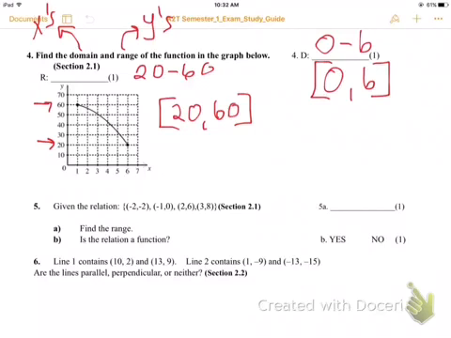Number 5 says, given the relation, find the range. The range we just talked about is simply your y values. So I'm going to write -2, 0, 6, and 8.